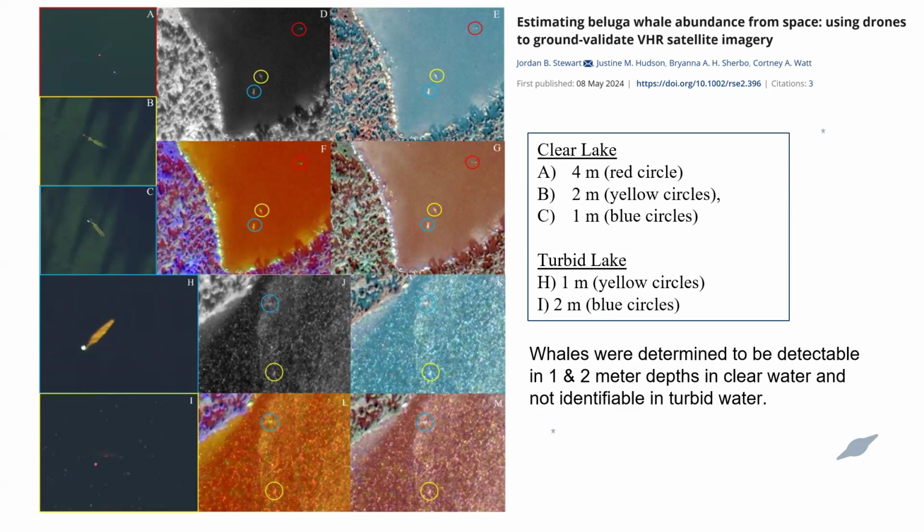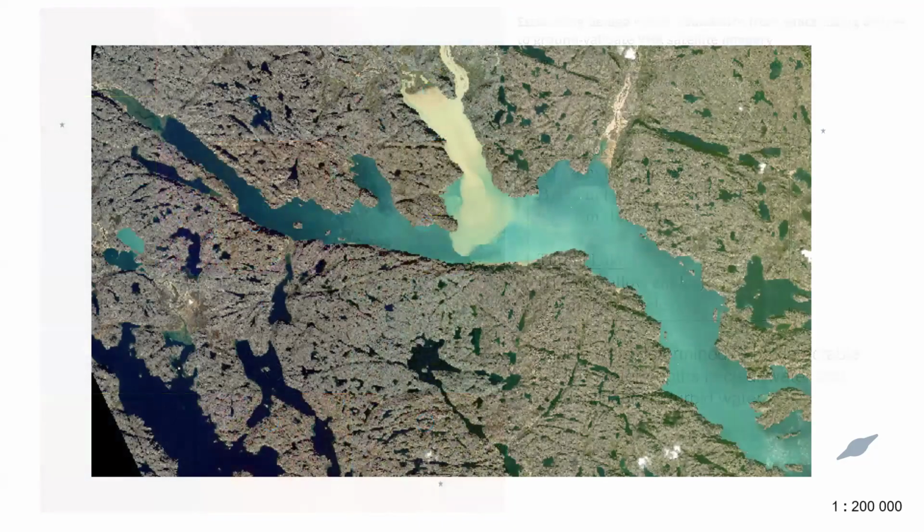So the whales were determined to be detectable in 1 and 2 meters deep in clear water and not identifiable in turbid water. So how does this apply to Cumberland Sound and abundance estimates? So in all of Cumberland Sound, we assumed that the whales were visible up to 2 meters deep, except in the estuary. So the actual physical plume, where it's a lot darker and you really only can see the whales at the surface, would have a stronger correction factor because you would see fewer whales in your location.